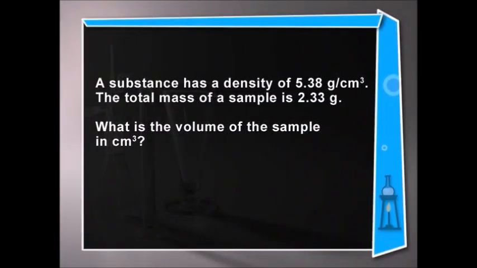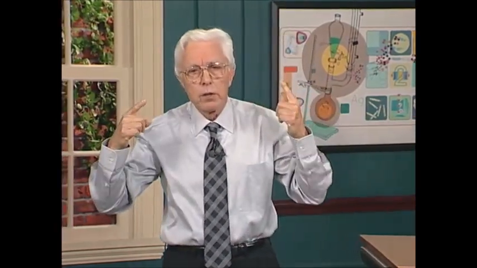And another. A substance has a density of 5.38 grams per cubic centimeter. The total mass of the sample is 2.33 grams. What is the volume of the sample in cubic centimeters? This density problem is the key problem. If you understood this problem and worked it correctly, it is very safe to say that you really understand density. Here's what should have been going through your mind.